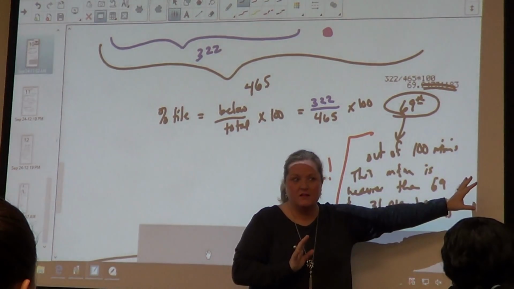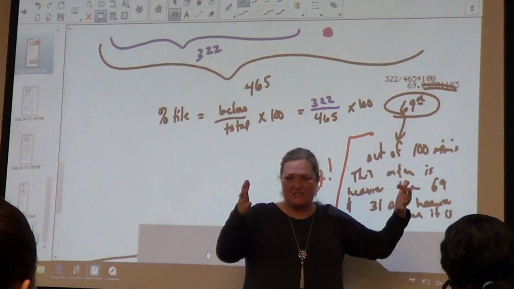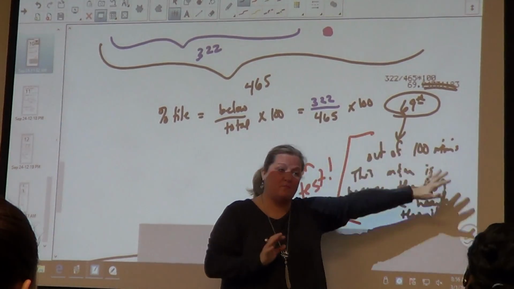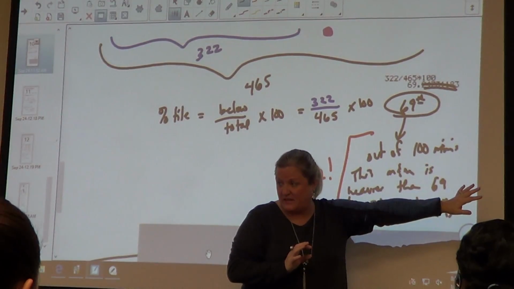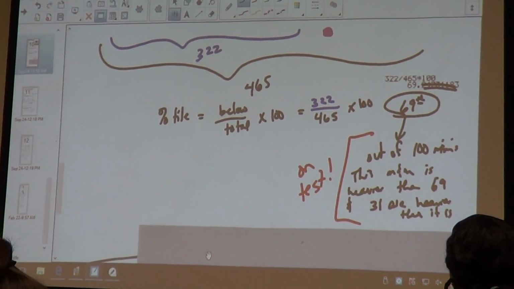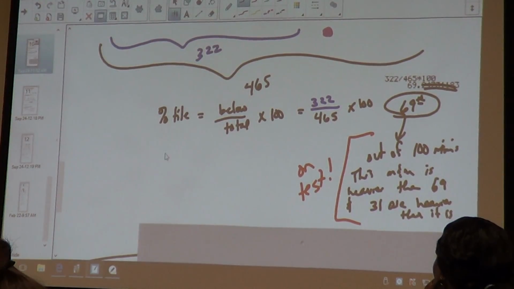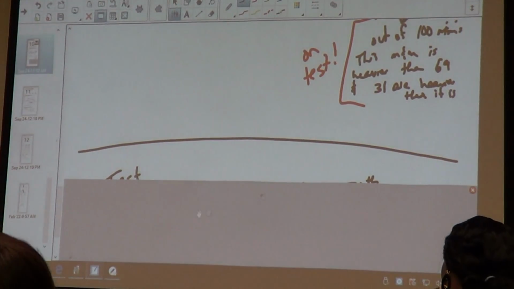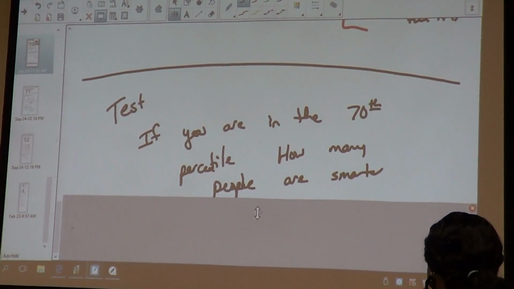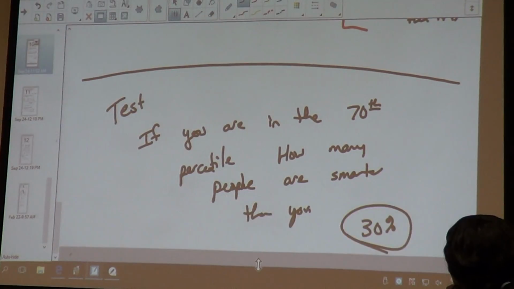Y'all with me? I want you to understand what percentile means. Percentile means 75 people are below me, so that means 25% of the people are above me. We good? Yep. All right. So that is percentile. Look, if you are in the 70th percentile, how many people are smarter than you? 30.